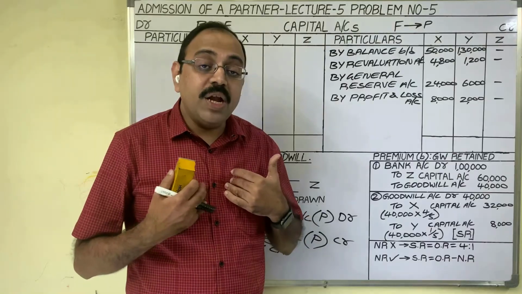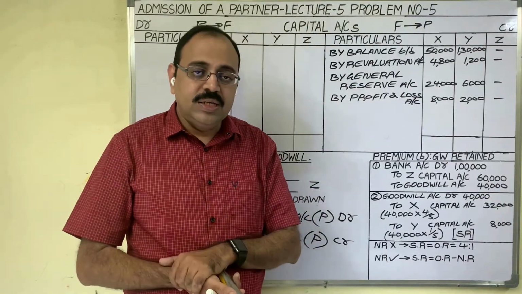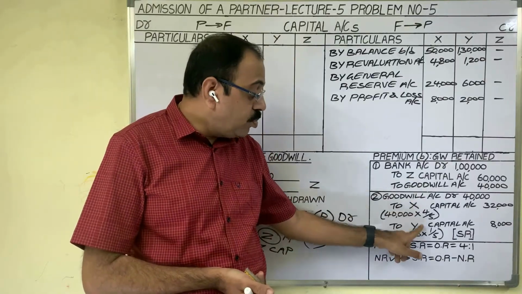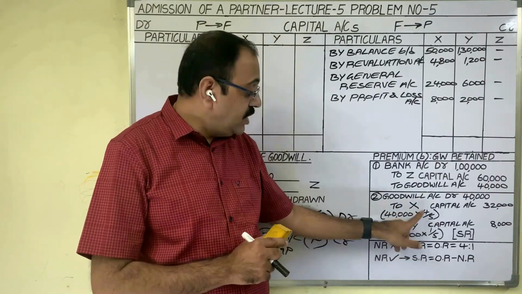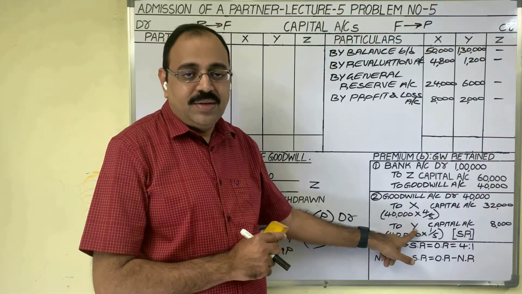Now, the goodwill amount we are adding to old partners' capitals, so the firm's liability increases further. Capital amount increases, which means the capital account should be credited. That is the reason why old partners' capital accounts are credited.